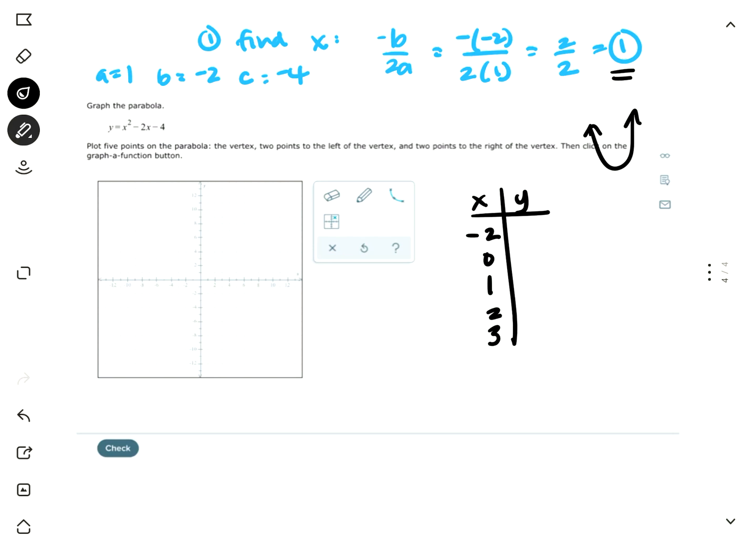So we're going to take our -2 first. We're going to plug it in. So -2 squared, -2 times -2, minus 4. 4 minus negative is +4. So 4 plus 4 minus 4. So that's going to be 8 minus 4, which is 4.